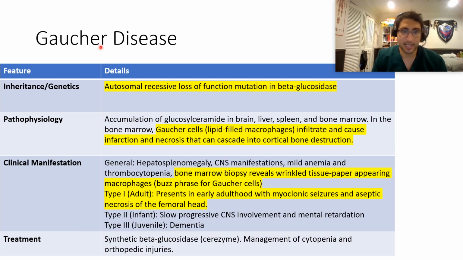Gaucher disease is different, all right? So you get these Gaucher cells that are lipid-filled macrophages. It's kind of similar, but they're not histiocytes. They infiltrate and cause infarction and necrosis, and that turns into destruction of the bone. So if you see this picture of lipid-filled macrophages and destruction of the bone, Gaucher disease.